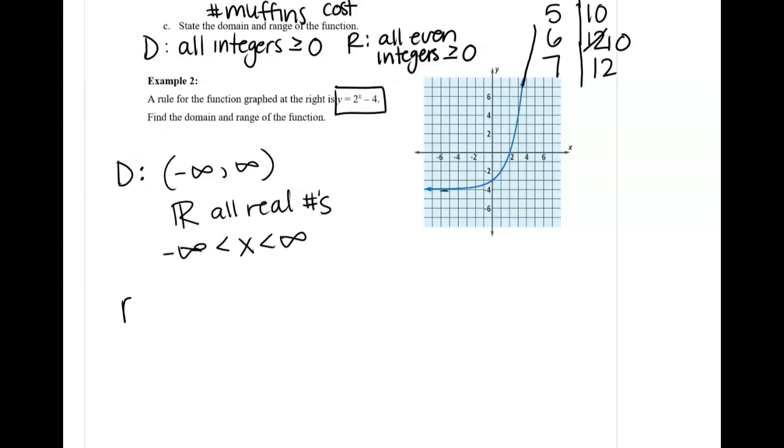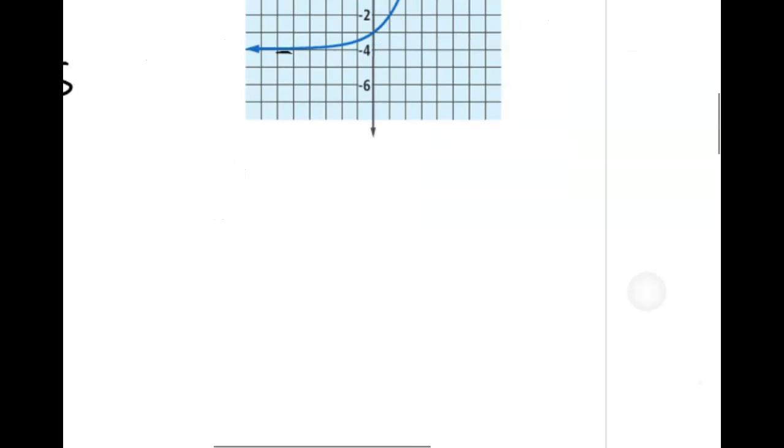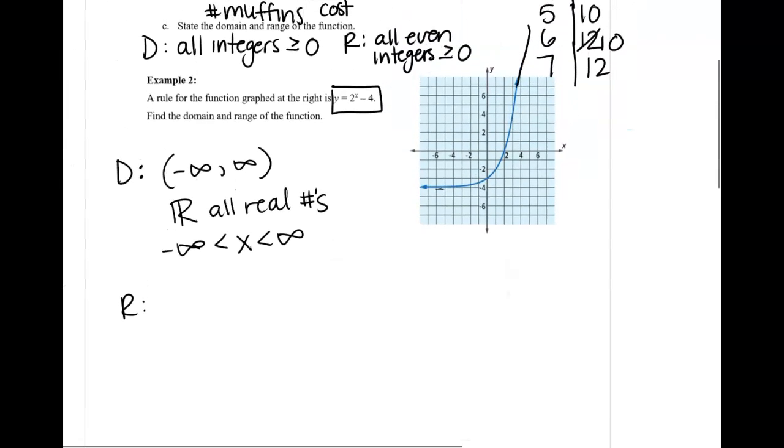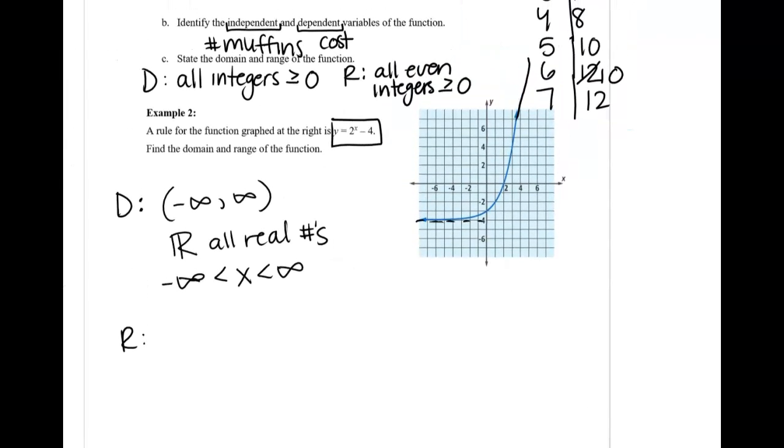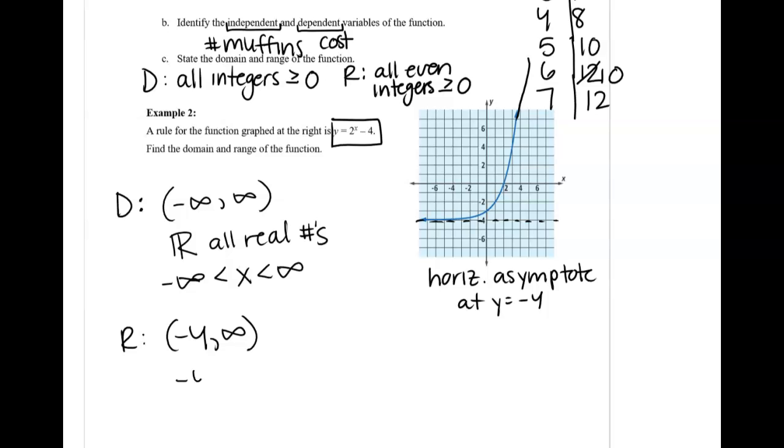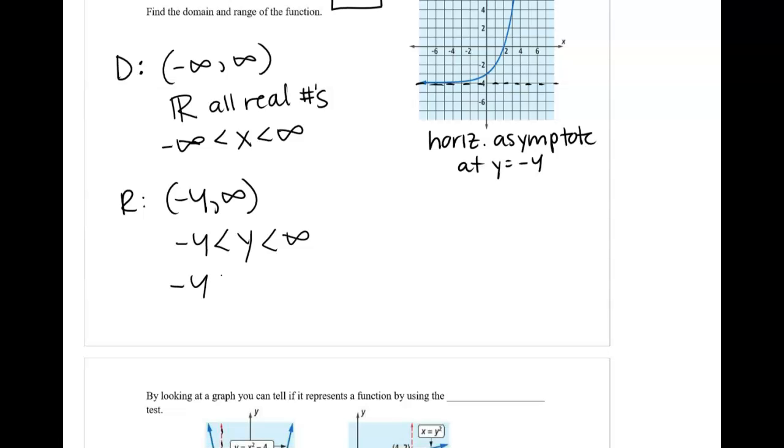Those are all good. For the range, we're going bottom to top, so what values can y be? Well, it looks like y really doesn't start from the bottom until you get to negative 4. So we have a horizontal asymptote at y equals negative 4. So then our y values go from negative 4 to infinity. And negative 4 is not included because it's an asymptote. You could also say negative 4 is less than y is less than infinity. Or you could say negative 4 is less than f of x is less than infinity.